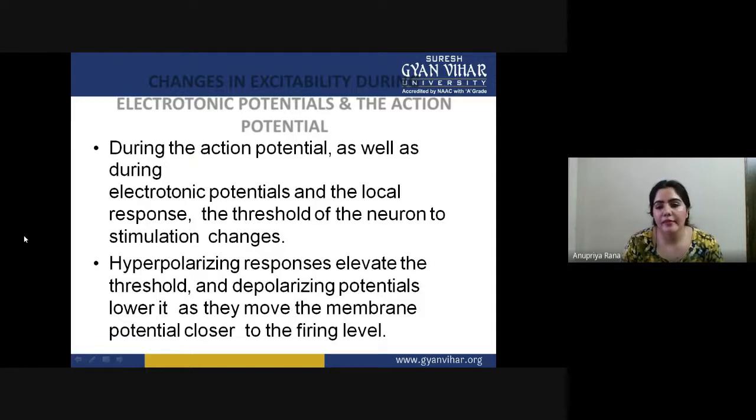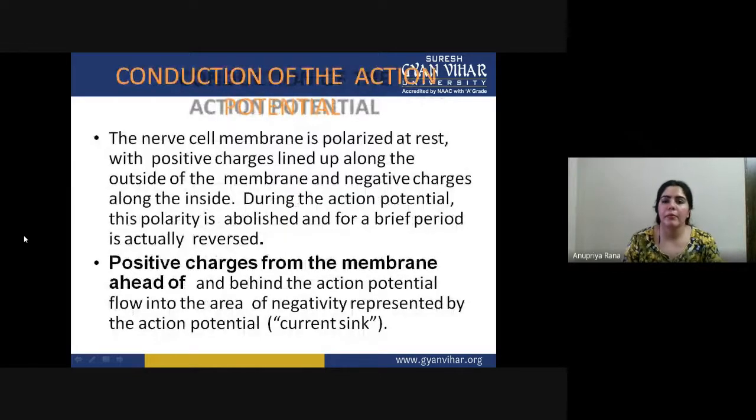Hyperpolarization response elevates the threshold and depolarizing potential lowers it. So basically, hyperpolarization is going to elevate the threshold, and depolarizing potential is going to lower it, as they move the membrane potential closer to the firing level. This firing level is what is used inside the membrane to transfer information.